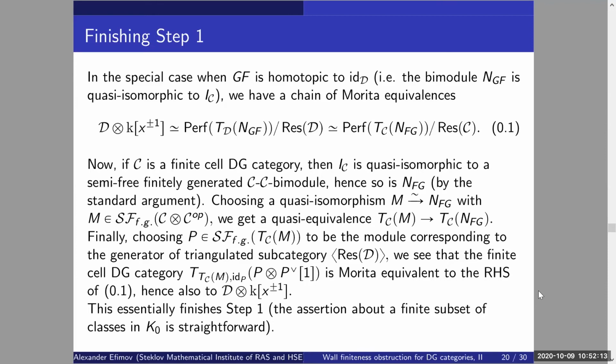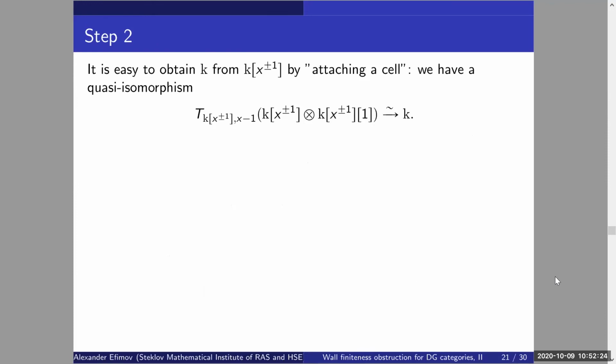You can force this category C to contain any number of representatives of classes in K0. So this was step one. And then step two, first you make the easy observation that to obtain the base field from Laurent polynomials, you just need to kill x minus 1. So you just need to add a new generator of degree minus 1, whose differential is x minus 1, which is the same as taking this deformed tensor algebra of a free bimodule of rank 1.